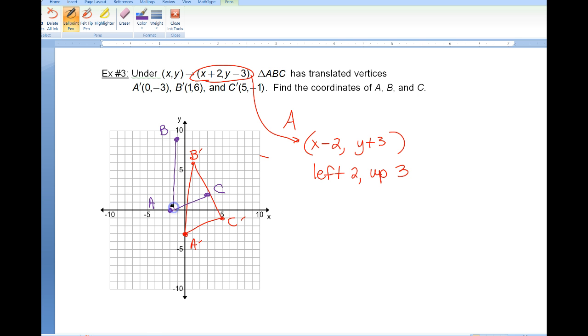What do we notice? Would you say this is an isometry? Do they stay congruent? They should. They should look identical.